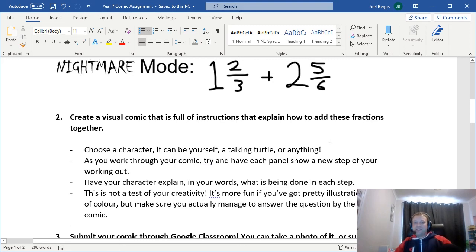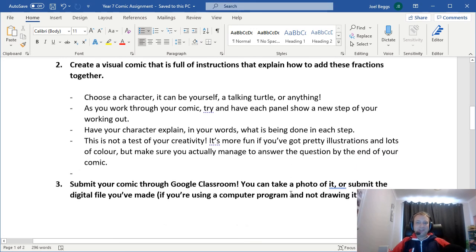So just have a little scribble of a character who can actually look at the camera in your comic and explain what's going on, right? The main thing though is, as you work through your comic, each panel should kind of have a new step of your working out. Right, in my comic, I just kind of introduced the maths and I did one piece of maths as we went, and my character was just putting in her own words how to actually do the maths.